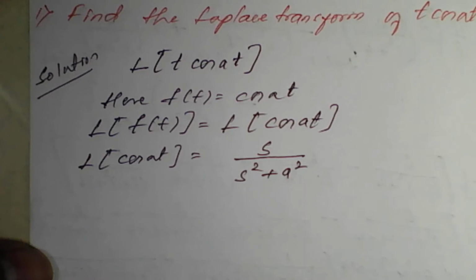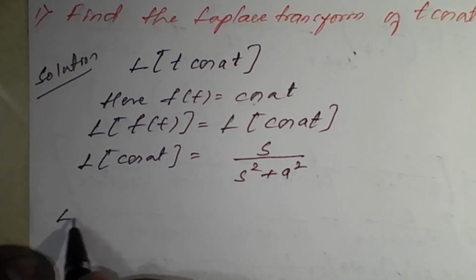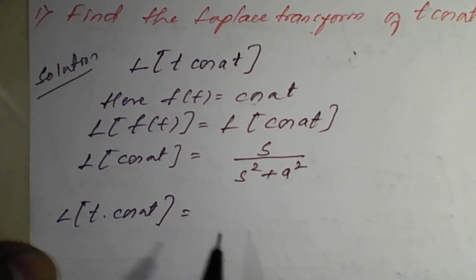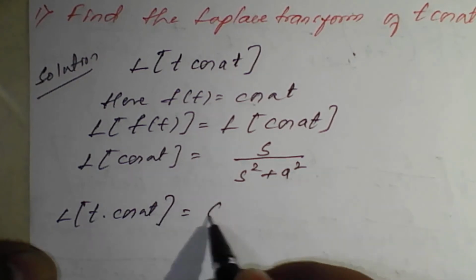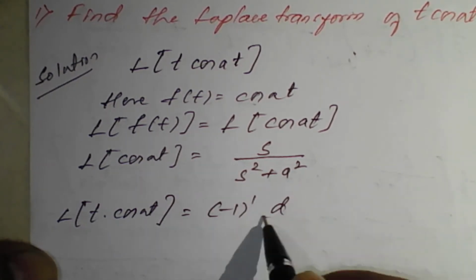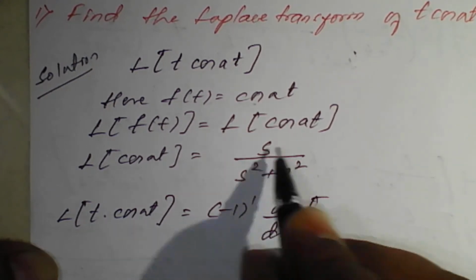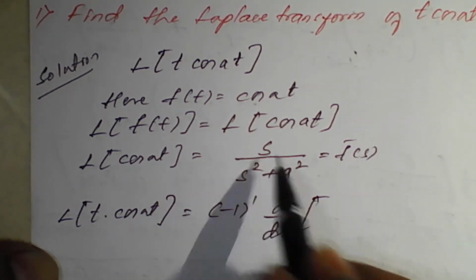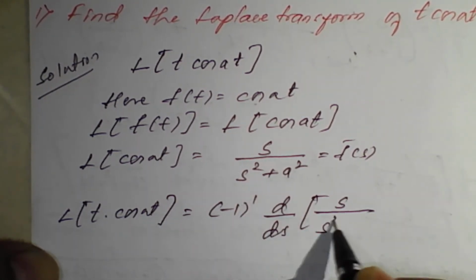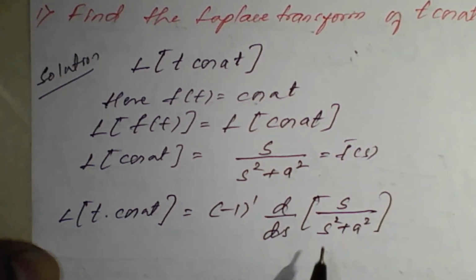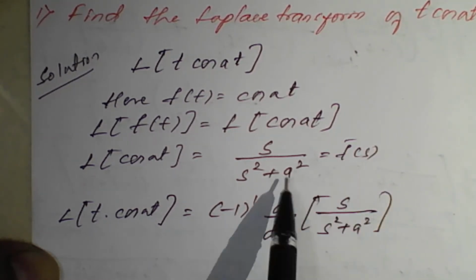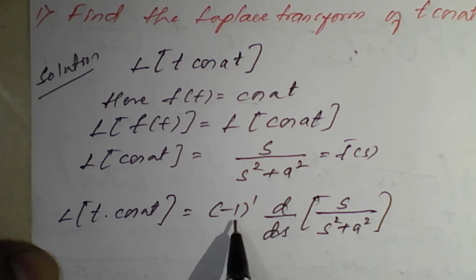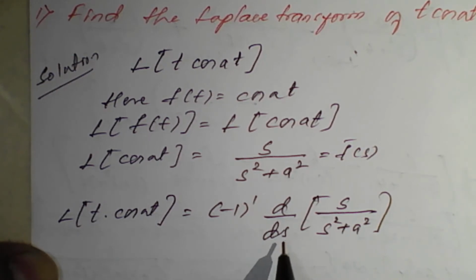So I will write here: Laplace of t into cos of at. If you apply the second shifting property, it will become minus 1 raised to 1, d by ds of, I can say this is our f dash of s. This f dash of s is nothing but s divided by s square plus a square. So this is clear. In place of f dash of s, we need to replace this, means we have to differentiate this with respect to s, so we'll go for the differentiation.